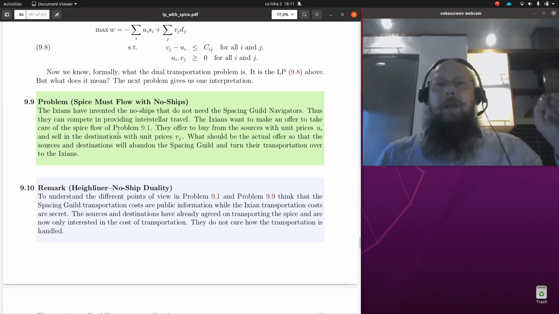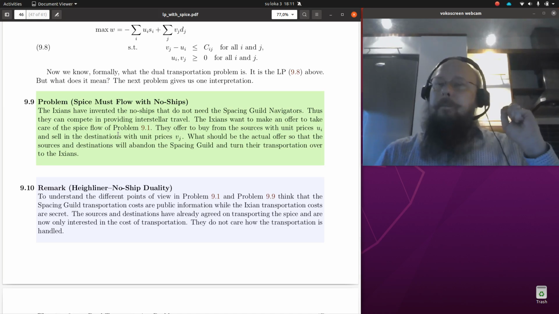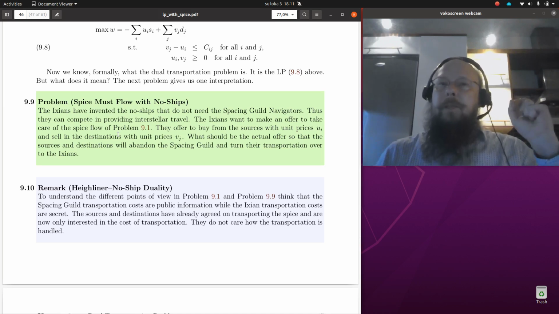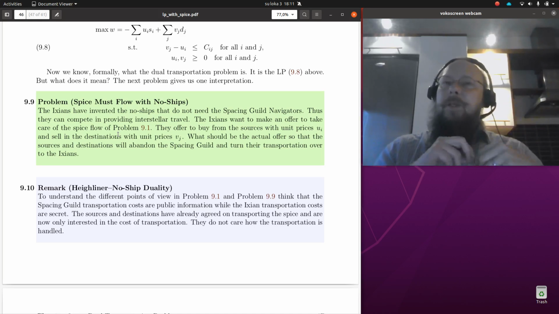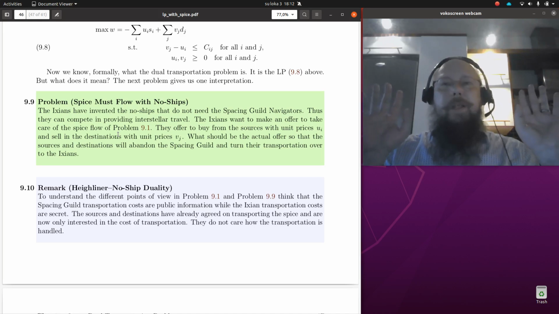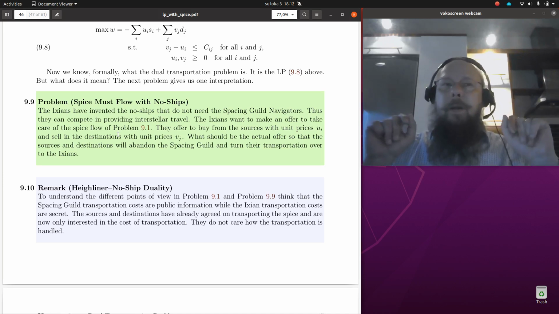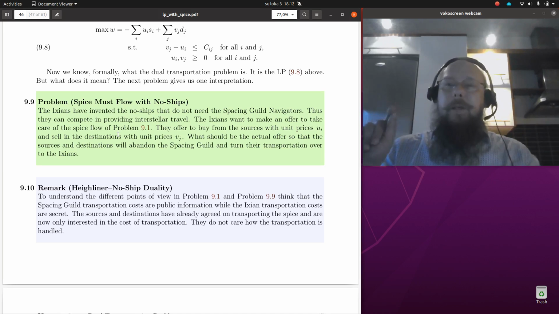They offer to buy the spice from the sources with unit price ui. So ui is the price per unit of spice they are going to offer to buy from the source i. And then they offer to transport it somehow to the destination j, and there they will sell it with the price vj.